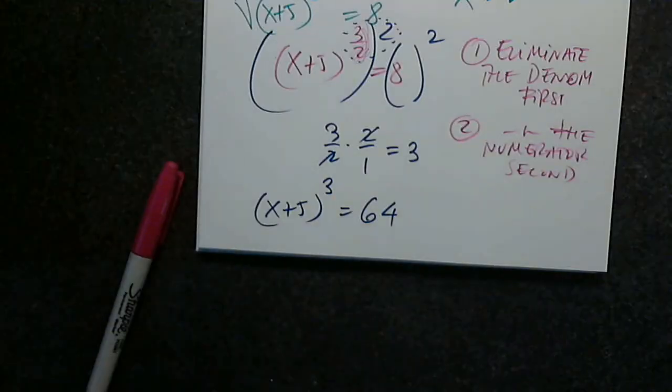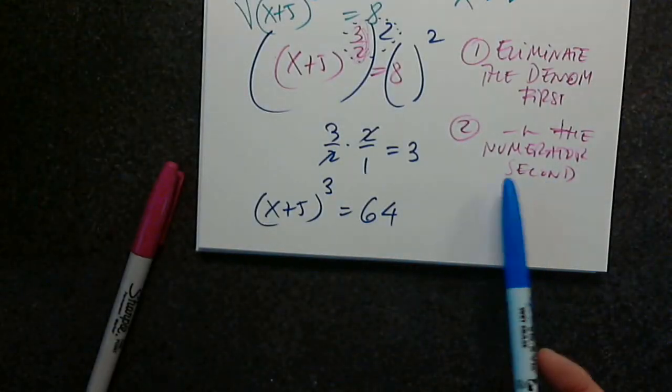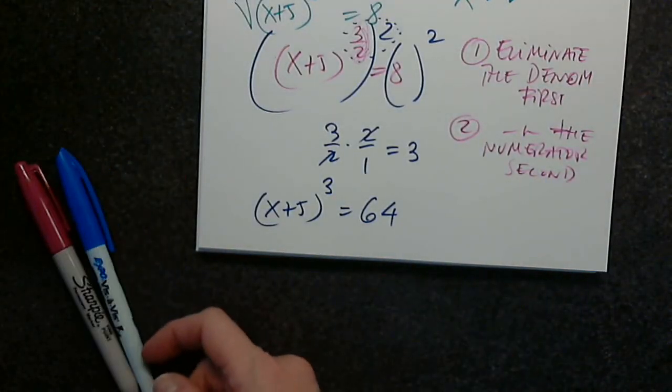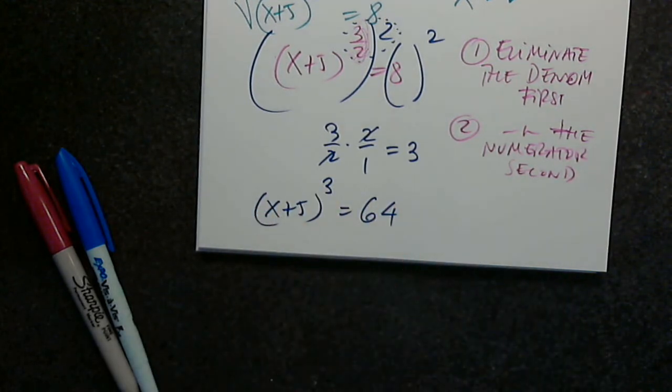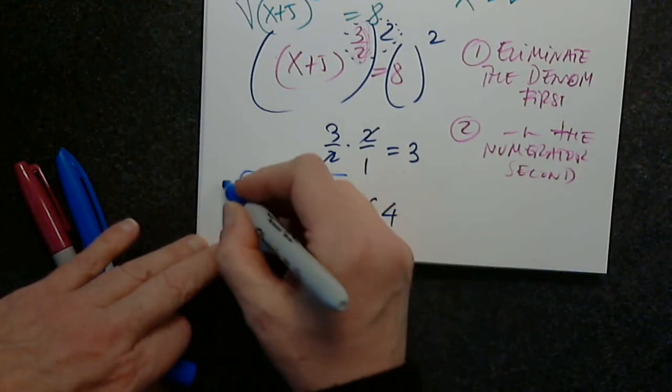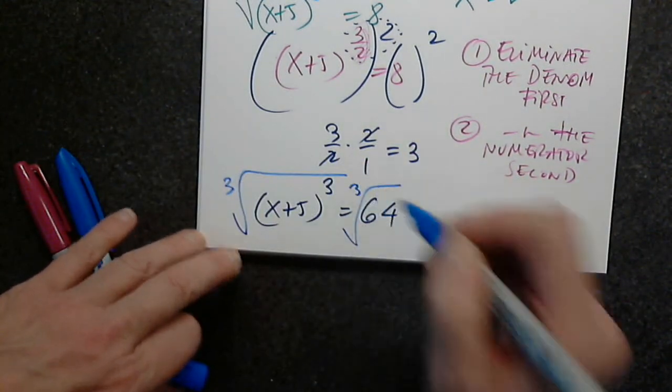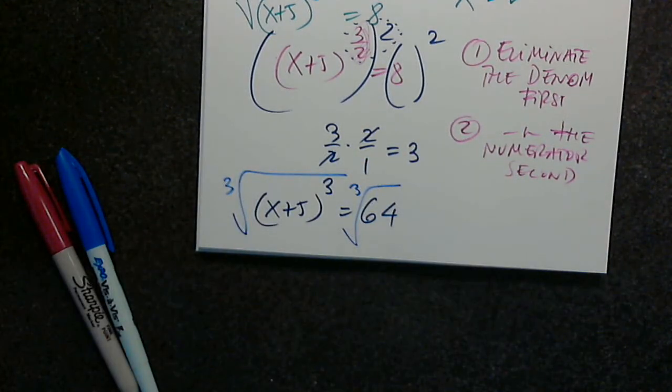Great job. So now we are in the second step in which we want to eliminate the numerator. How do I eliminate this power? What do I have to do to both sides? It has to be done to both sides at the same time. Degree 3. Yes, you're talking about the cube root. It is degree 3, so I need to multiply the power by 1/3. That's why I need the cube root. The cube root is power 1/3.